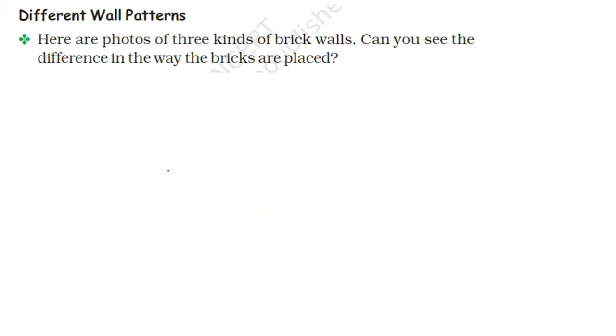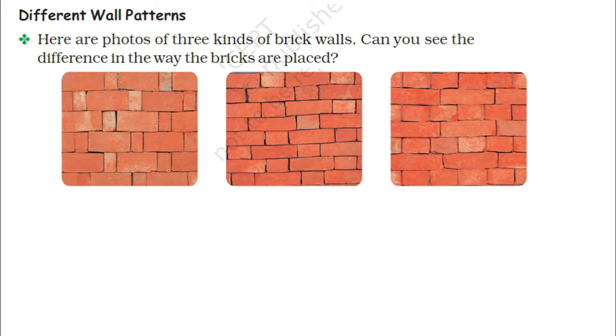Okay. Now different wall patterns. Here are the pictures of 3 kinds of brick wall. Can you see the difference in the way bricks are placed? Look at this. There are 3 patterns. Let us say this is 1, this is 2, this is 3. In 1, bricks are in standing position. These are in standing positions. One with longer face, one with smaller face. So in this way, this is made.